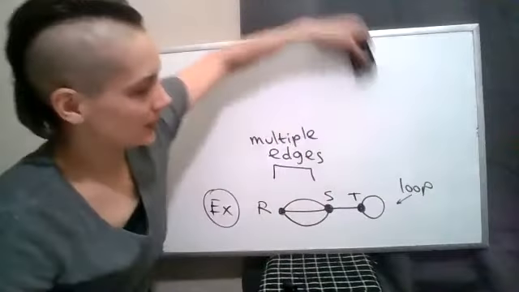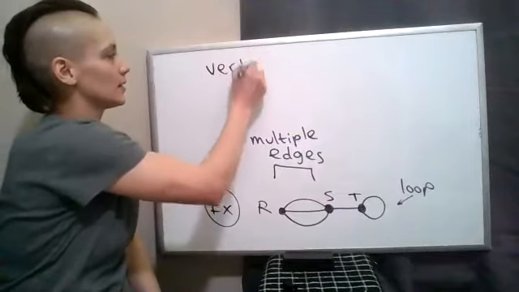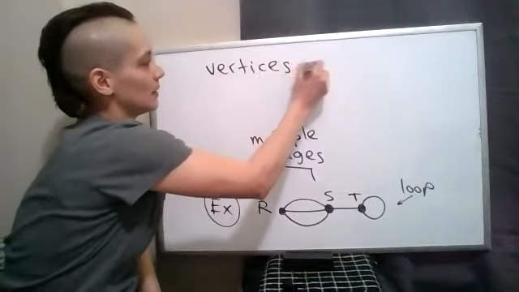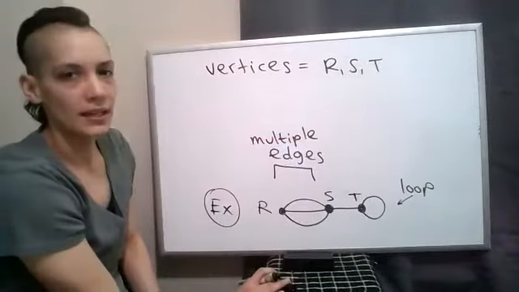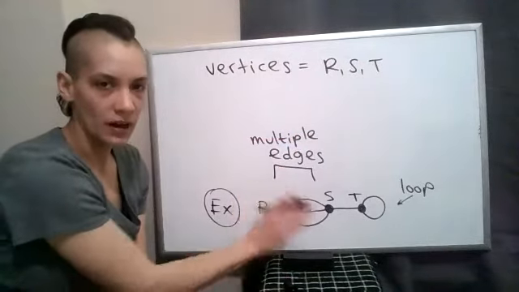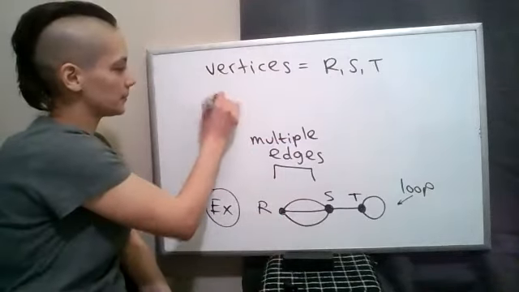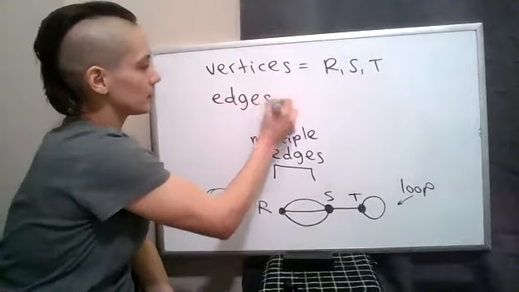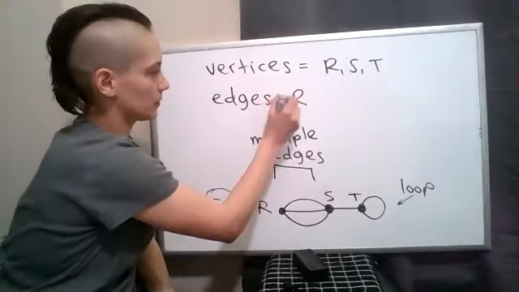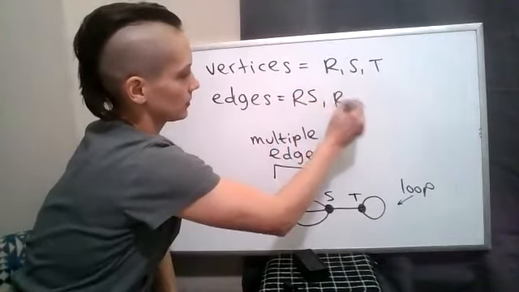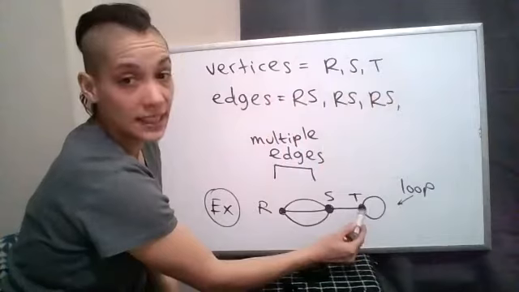Cool. So listing the vertices is pretty easy. So R, S, T. And we're going to have the edge RS, RS, RS listed all 3 times. And ST, and then TT.